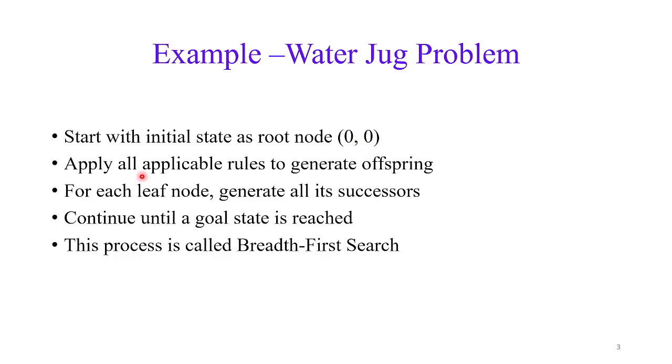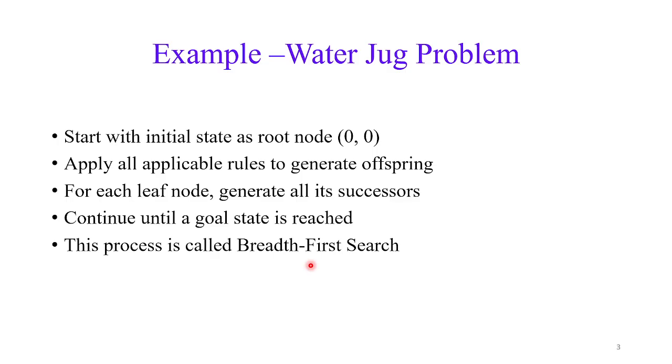So from the initial state, we apply all applicable rules to generate the next set of states. They are called the offspring of the root. These are the children. The generated offspring are called the children. We will continue until a goal state is reached. As far as BFS is concerned, generating children level by level, searching level by level is called the breadth first search.